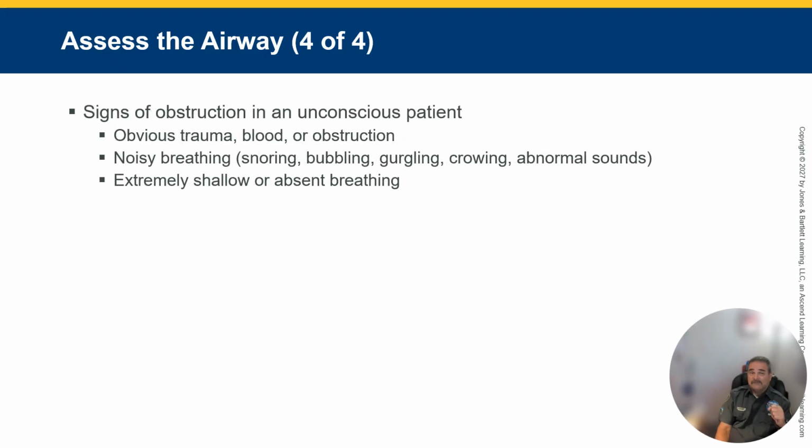Obstructed in the unconscious patient: obvious trauma, blood, just like we were talking before, that guy's teeth and the little nicotine packs and those kinds of things. Or noisy breathing, snoring, bubbling, gurgling, crowing, anything that's abnormal. Remember, normal respirations are silent, or if they're extremely shallow.